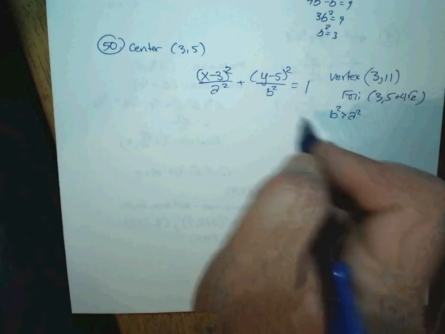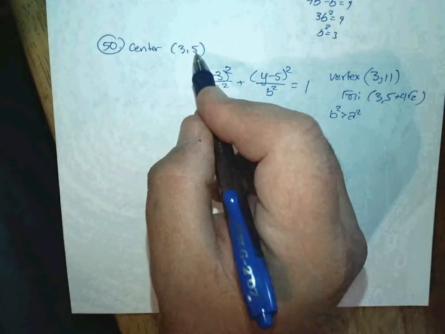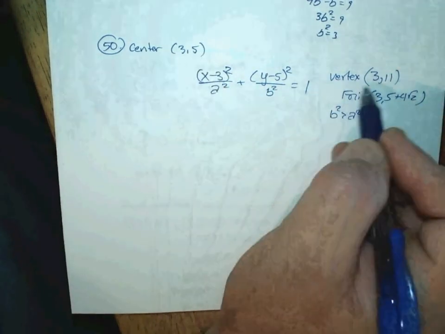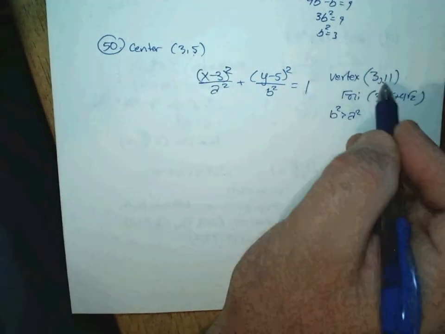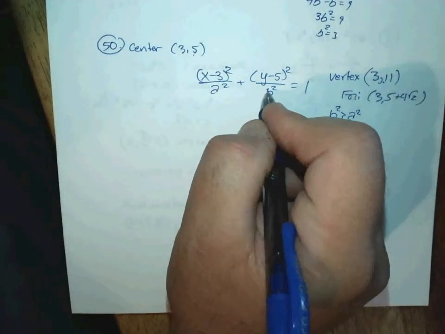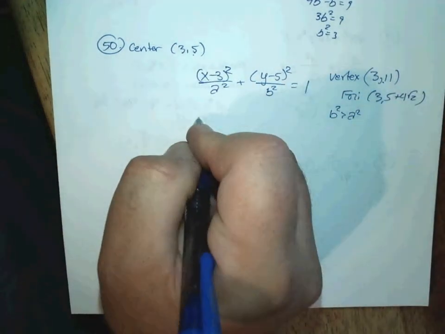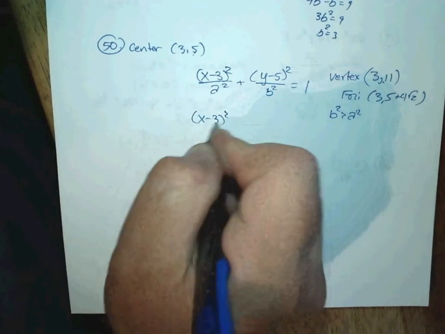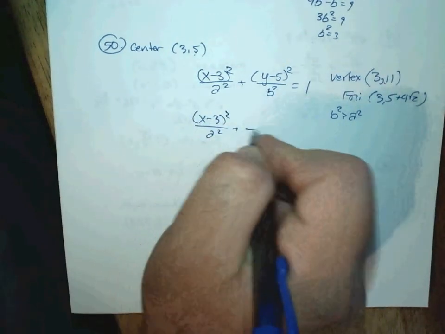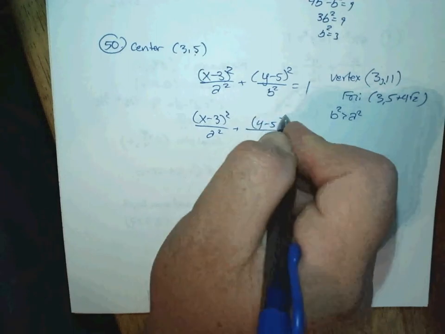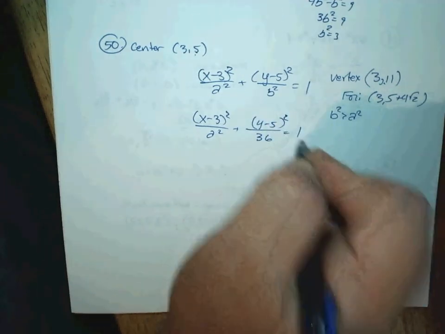And let's see. That means, oh, and the center was 3, 5, so that means we moved from the center to the vertex from 5 to 11, and we moved 6. So b is 6 or negative 6, right?